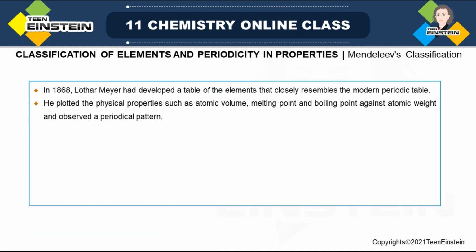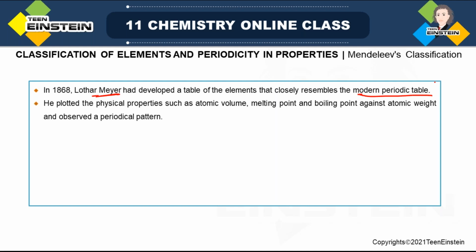The next after Newland's law of octave is Mendeleev's classification. Now the year is 1868 when Lothar Meyer, another scientist, not Mendeleev, developed a table of elements that closely resembles the modern periodic table. So see, gradually with time, if you watch the historical development, it is becoming closer to the modern periodic table.